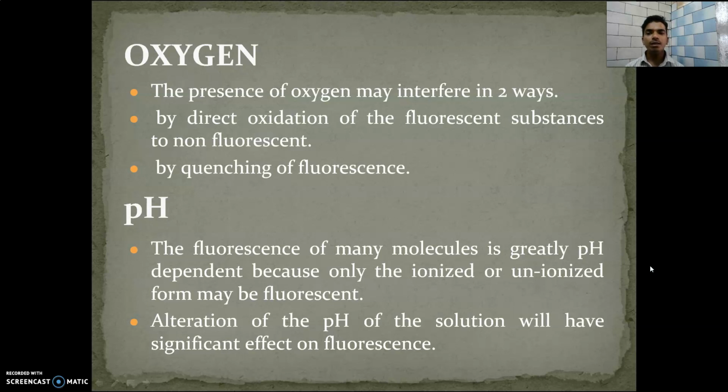Then next is pH. The fluorescence of many molecules is generally pH dependent, because the ionized or non-ionized form may be fluorescent. So pH is very important and plays a role in the fluorescence property; the intensity also depends on pH. So an alteration of the pH of the solution will have a significant effect on fluorescence.